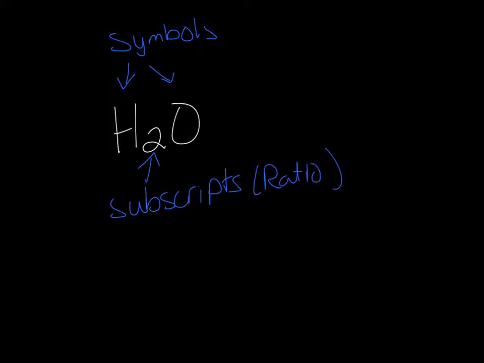So for instance, and remember, if one is not written, it's understood to be there. So this means I have a 2-to-1 ratio, which means I have 2 hydrogens connected to 1 oxygen. And that's what makes a water molecule. And that's all you need to know about chemical equations.